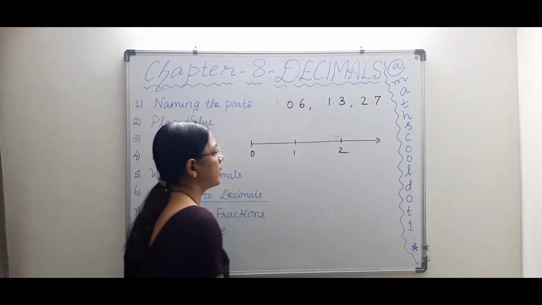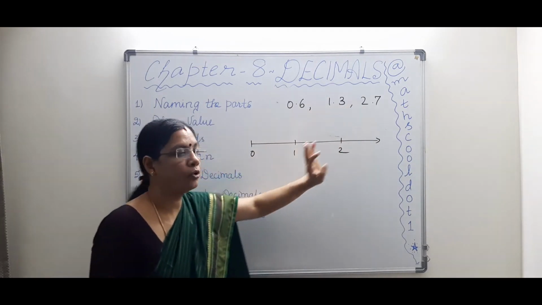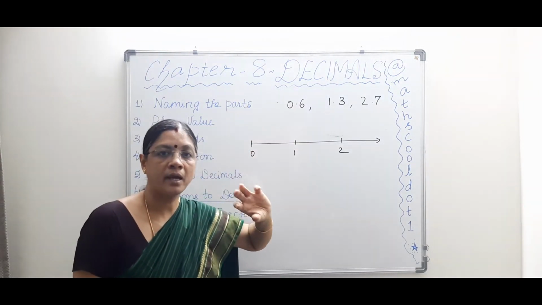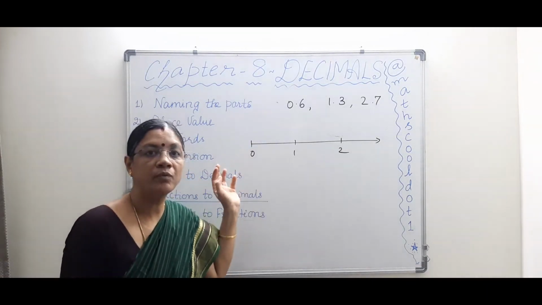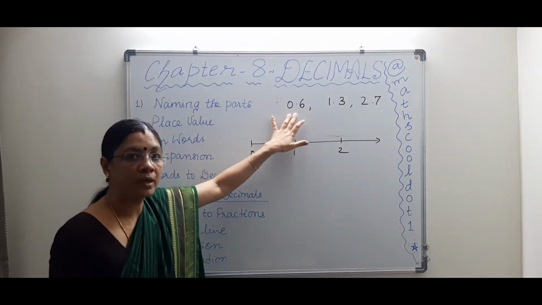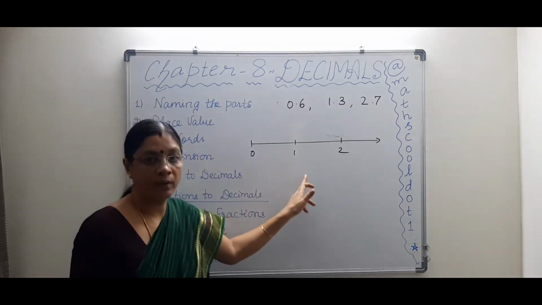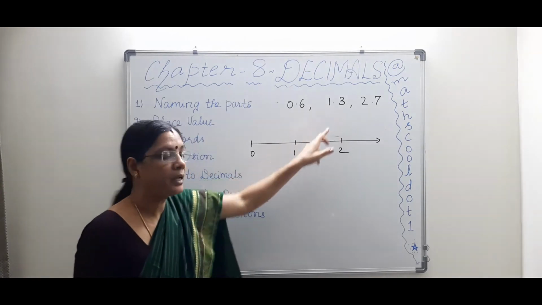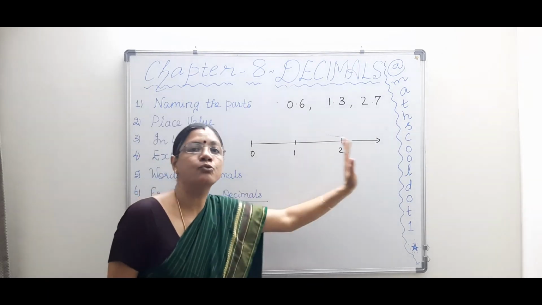So how do I mark these points? Upon seeing 0.6, you should be able to say between which two whole numbers the decimal number lies. For 0.6, the whole number is 0, so this decimal number lies between 0 and 1. Here the whole number is 1. Since it is 1.3, it lies between 1 and 2. And here it is 2.7, so 2.7 lies between 2 and 3.